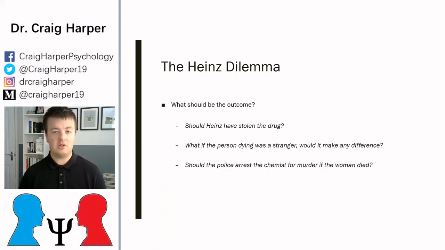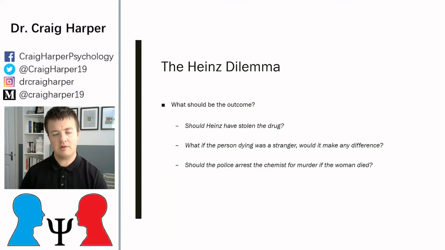There are obviously different considerations when we're making a judgment about the Heinz dilemma. Would it be any different if the person who was dying was a stranger rather than his wife? Do we think that the chemist, or the person who's producing the drug, should be subject to any criminal sanctions if the wife passes away as a result of not having access to the drug, even though that person has not necessarily done anything active to cause that death? That withholding of the drug no doubt leads to a deterioration in that condition and therefore leads to the death.